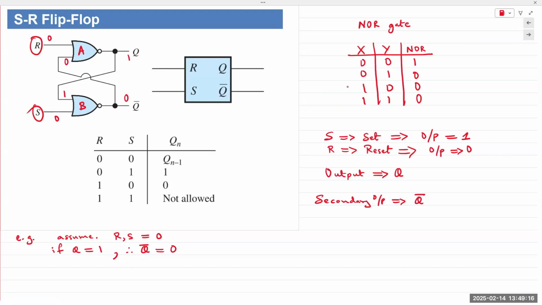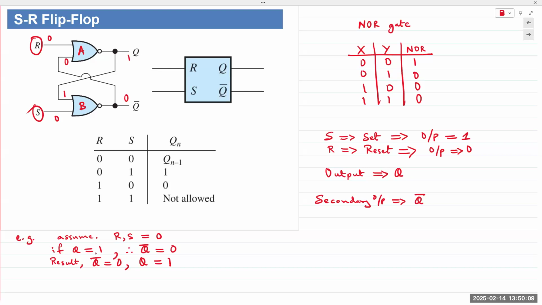Now, did the output change? R and S are both 0. Our initial assumption is that Q is 1 and Q naught is 0. The result of the analysis is that Q naught stays at 0. That 0 is fed back to A, and the output of A stays at 1, meaning Q remains at 1. Makes sense? Right?